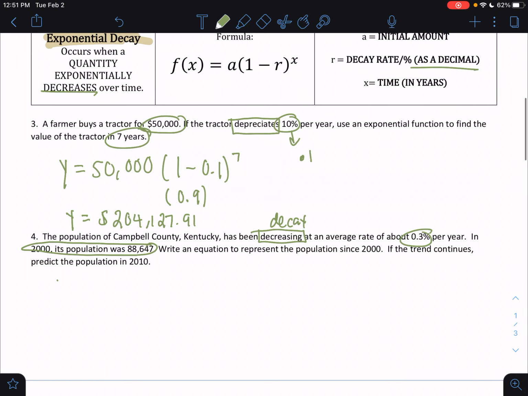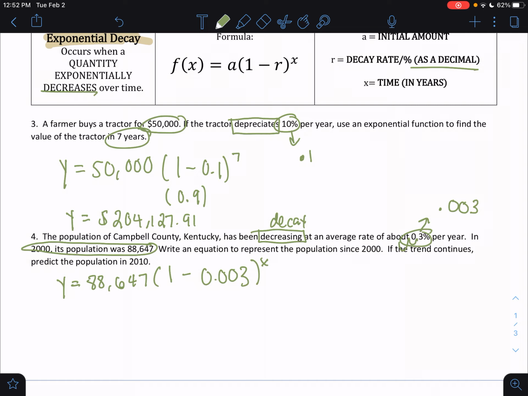So let's start with our formula here. Y equals our starting amount, that is the population in 2000, so 88,647, and then we have 1 minus 0.3%. Be careful here because this is 0.3%, so when you move it 2 places to the left, you're going to get 0.003. And then to the x.